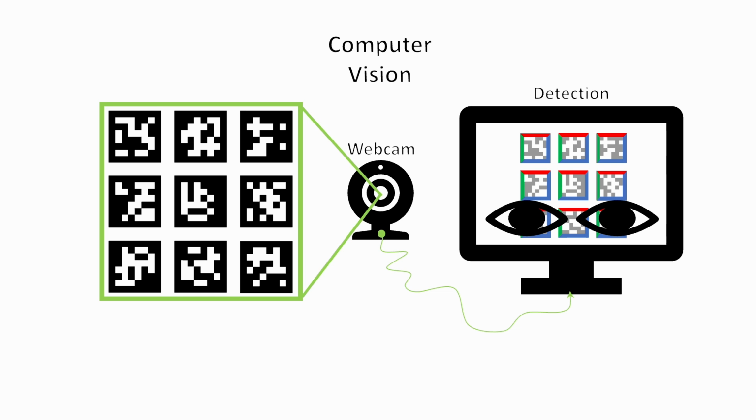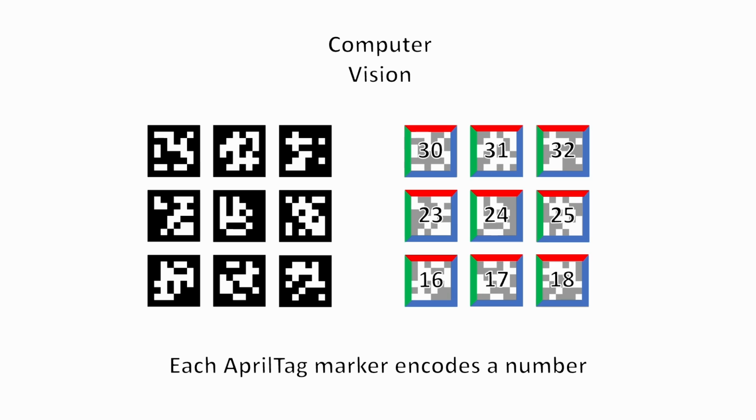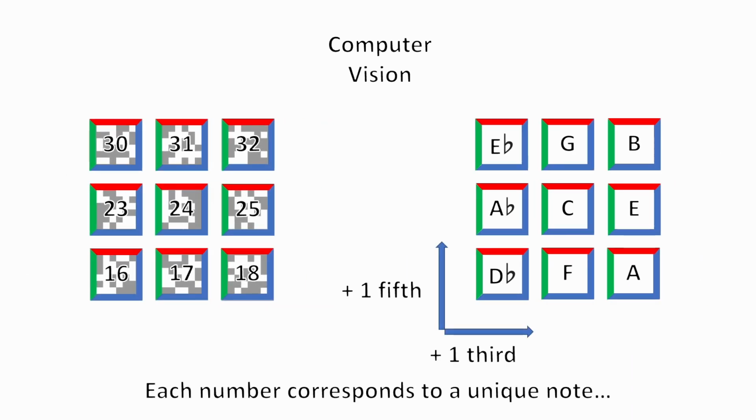As we have seen, each AprilTag marker encodes a number. Each number corresponds to a unique note that is played according to a set of rules. To the right, we increase the note's pitch by 1/3. Upwards, we increase it by 1/5.